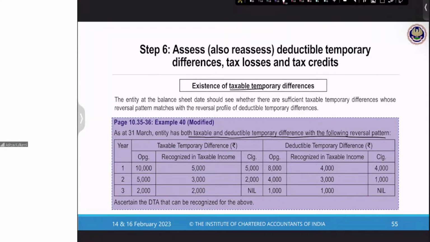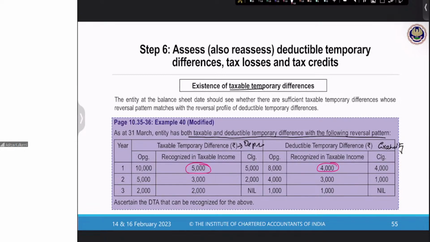This is a deductible temporary difference. This is gratuity. And taxable temporary difference, this is depreciation. In income tax, you get higher depreciation, and gratuity is allowed on a payment basis. So it is a deferred tax asset. So 4,000 in year 1, you are going to pay the gratuity. In year 1, depreciation reversal is happening of 5,000.